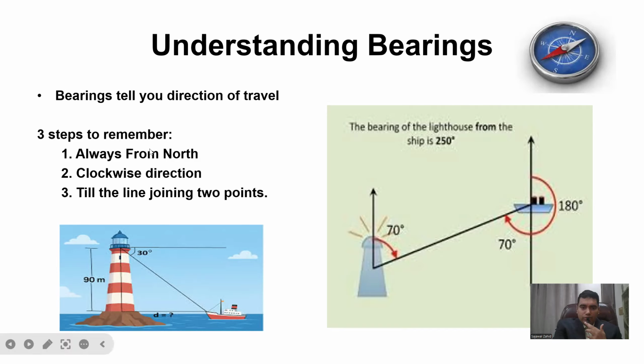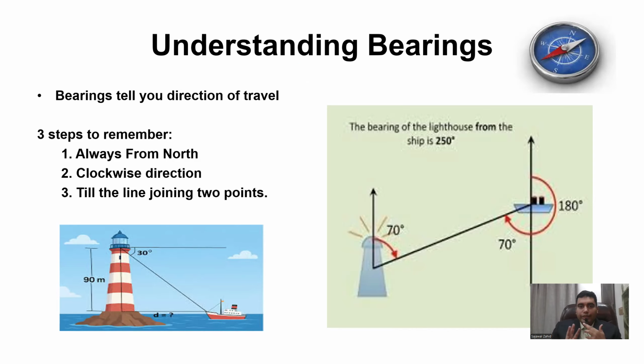So here you can see a simple diagram. Here's a lighthouse and there is a ship. With the help of bearing, we can determine, if the ship wants to reach the lighthouse, in what direction it needs to go, just with the help of a compass.